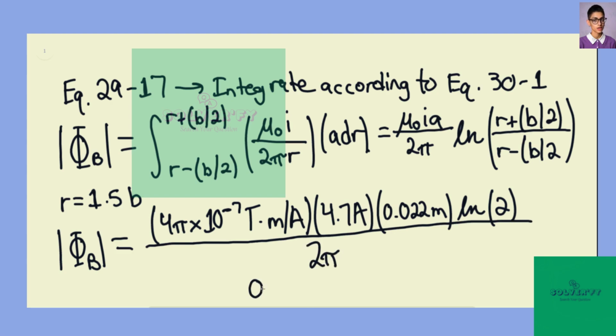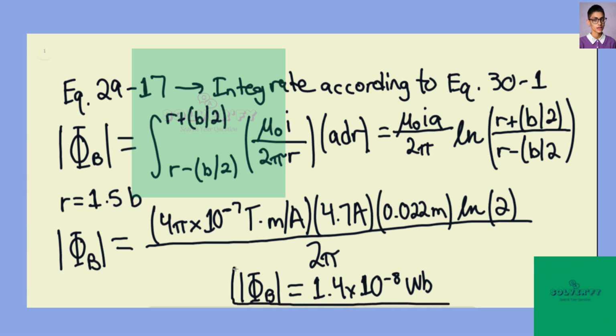And we find then that the absolute value for the magnetic flux will be equal to 1.4 times 10 to the negative 8th Webers. So this will essentially be our answer for part A.